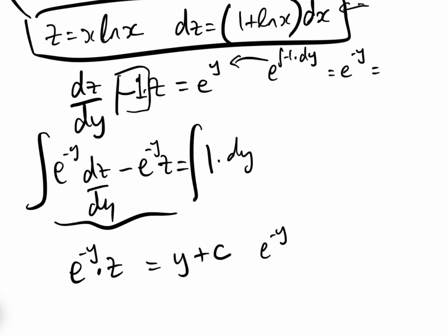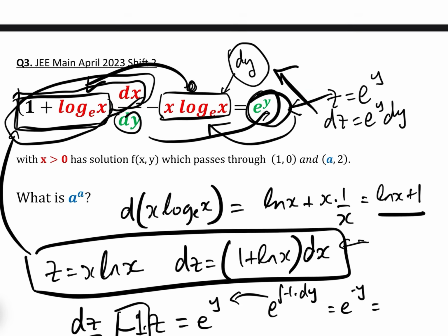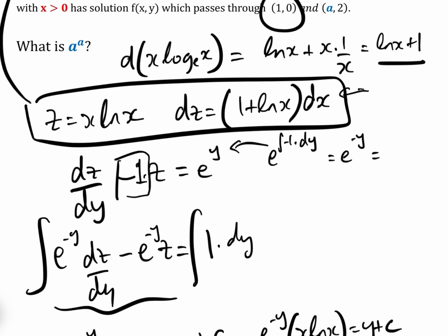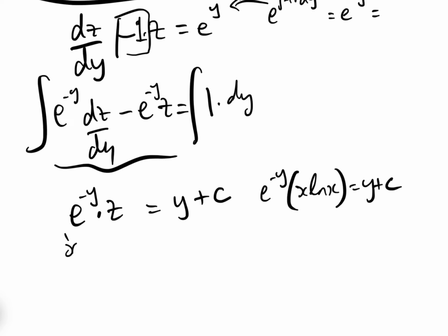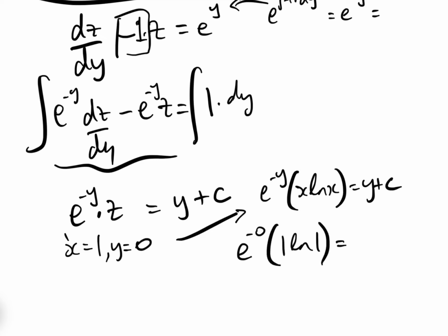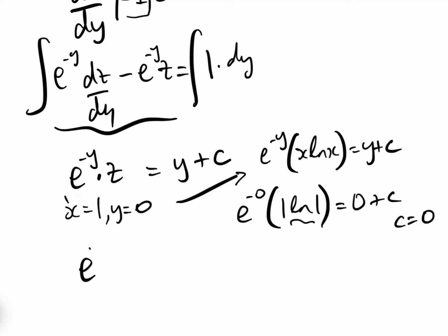So we have that e to the minus y, just putting the substitution back in now, x log x equals y plus c. What were the initial conditions? It passed through 1, 0. Okay, so when x is 1, y is 0, so sticking that in there, we get e to the minus 0, 1 log of 1 equals 0 plus c. E to the 0 is 1, log of 1 is 0, so that means that c is 0. And therefore our equation is e to the minus y, x log x equals y.